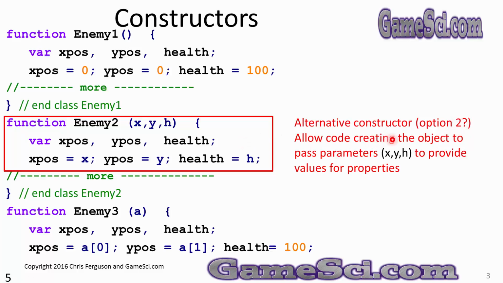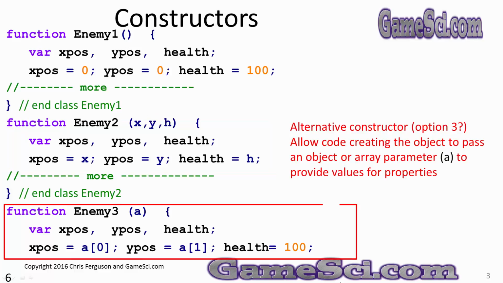This allows code creating the object to pass parameters x, y, and h to provide values for those properties. So instead of always going 0, 0, and 100, I can pass parameters and set my variables to the values of those parameters or arguments. Here's another alternative constructor. Let's call it option 3. We'll allow code creating the object to pass an object or an array as a parameter. That's what a is. It's a parameter to provide values for the properties. So I'll get the values for my X and Y from this array.